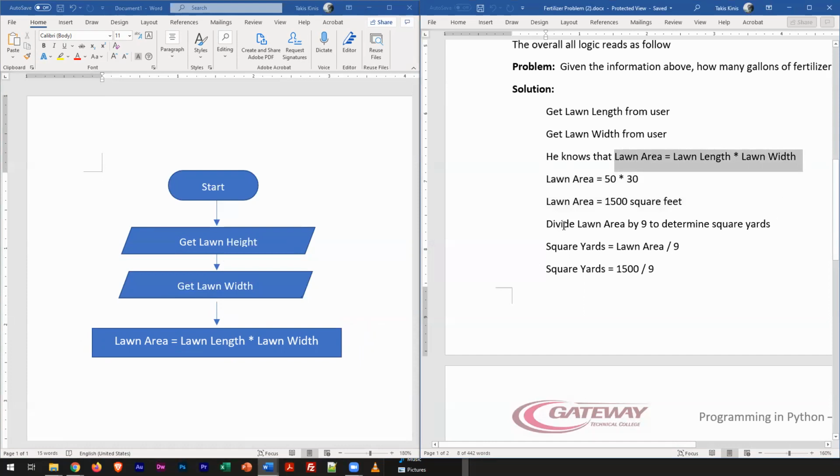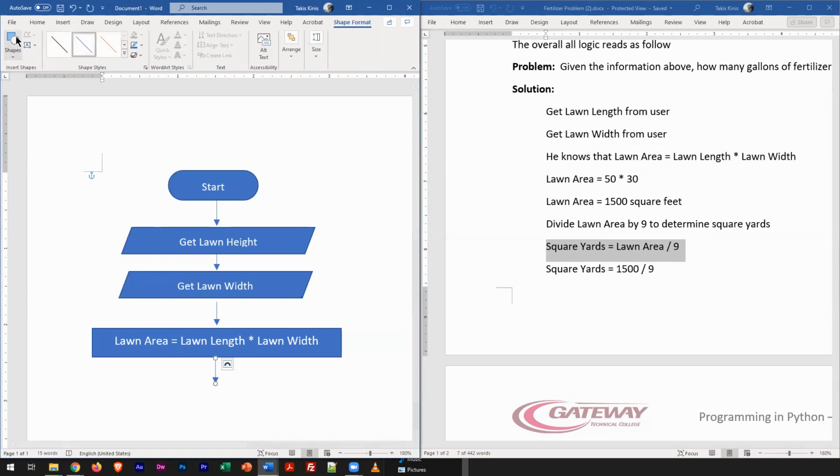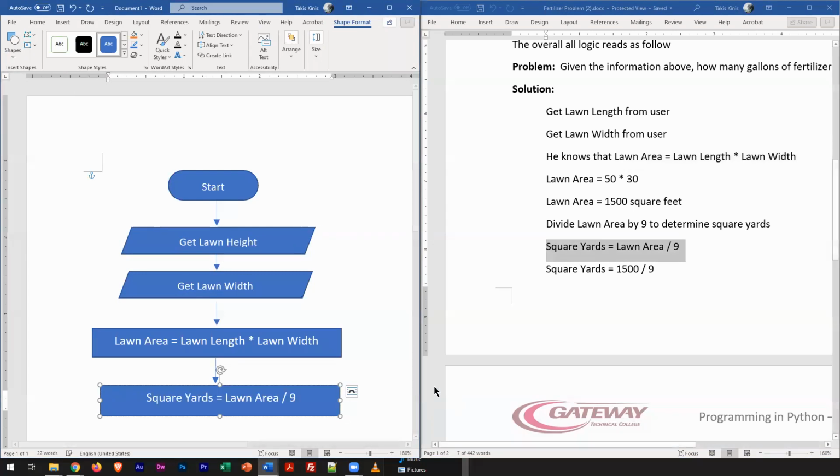Right. From there, the next thing that we need to do is come up with the formula that gets us to the next part, which is to determine the square yards. And that formula sits right here. The square yards equals the lawn area divided by 9. So I'm copying that text, once again inserting an arrow, and then a rectangle. And I learned my lesson, it should probably be a little bit larger than when I'm making it. And I'm just going to paste my text in there, and there's my square yards.